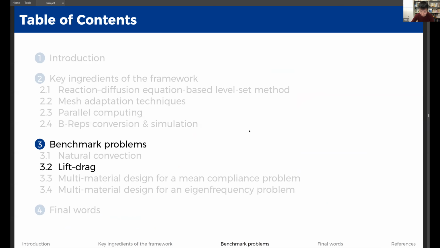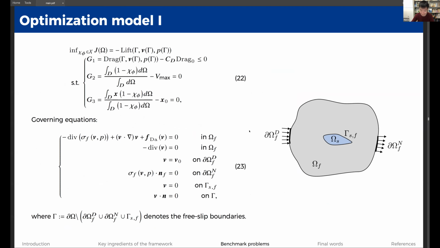The next benchmark is a lift-to-drag problem, which is a very classical aerodynamics problem. So we hope to maximize the lift force under a drag constraint. Also, we have a constraint for volume fraction and a center of mass constraint. So the solid body will be fixed in the center of the computational domain.